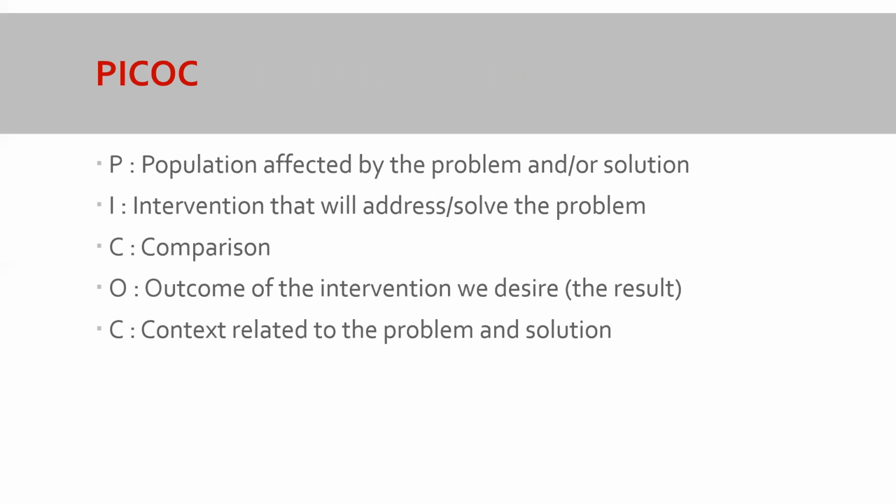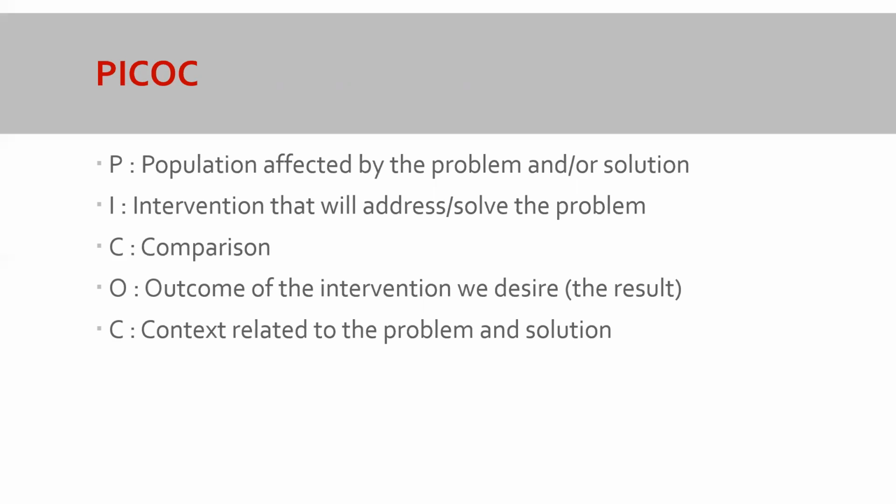So the authors offer what they call a PICOC, and this is defined more on pages 24 and 25 of your textbook. But the P in this case refers to the population that's affected by the problem. The I stands for intervention. This is the intervention that will help address the particular problem.